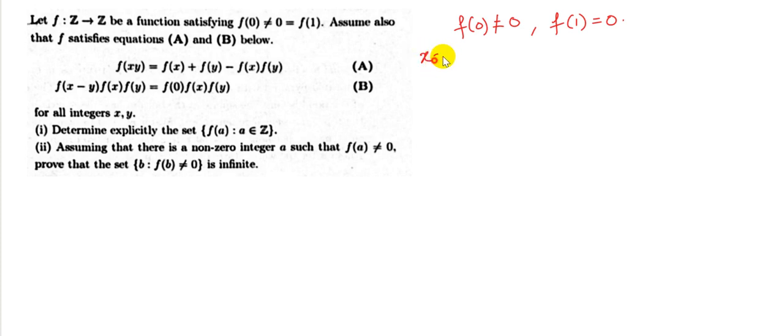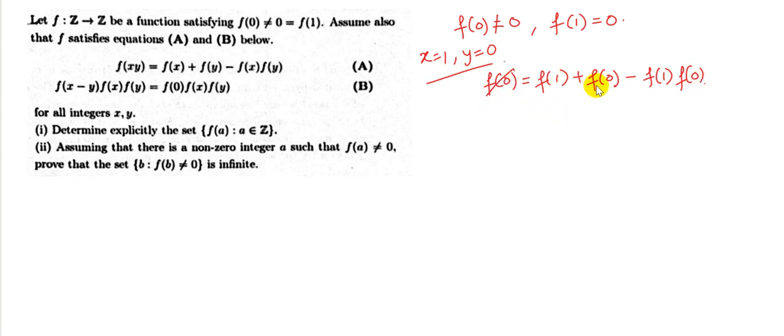So first we substitute x equal to 1 and y equal to 0 in the first equation, which gives us f of 0 is equal to f of 1 plus f of 0 minus f of 1 into f of 0. So f of 0 cancels out from both sides and we get f of 1 times (f of 0 minus 1) equals 0. So we are given that f of 1 is equal to 0, so this is 0, and that means f of 0 is equal to 1.